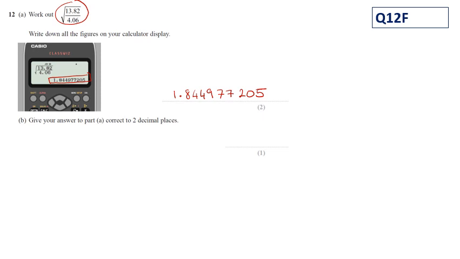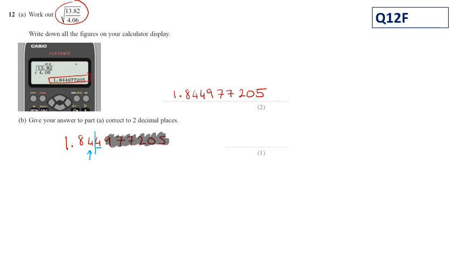Now when we're rounding to 2 decimal places, I'm going to need the digit after the second decimal place in order for me to round. So I'm going to write this number out, 1.8449777205. I'm going to identify the second decimal place. The second decimal place is here. It's the second digit after the decimal point, and I'm going to need to use the digit after it. So that's that 4 in order to help me round. All these other numbers I don't need.